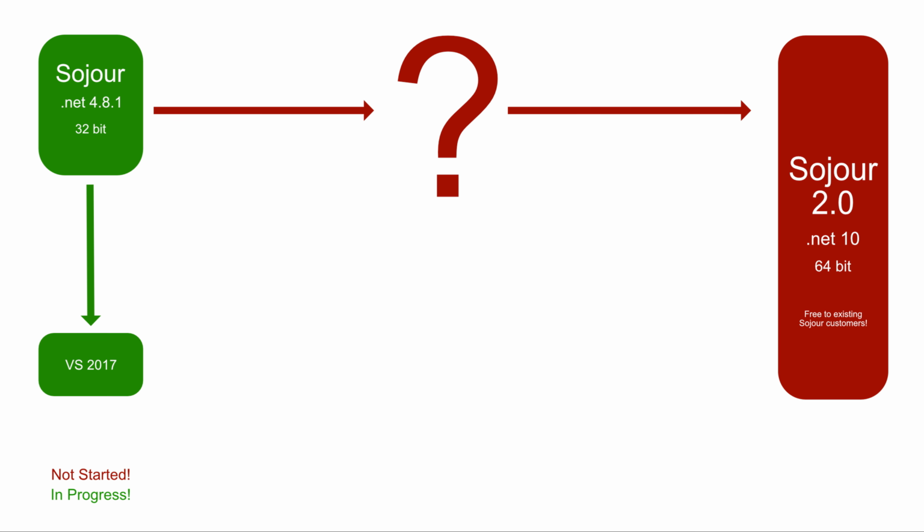So Sojour right now uses the .NET 4.8.1 framework, and that is the latest of that framework, but it should be noted that Microsoft stopped actively developing on it quite a while ago, and they've since moved to .NET Core, and the current .NET Core is .NET 10. So the technology that Sojour is currently built on is actually quite old, and Sojour is also a 32-bit application, and we'll talk more about that later because that has quite a significant impact on how we're going to do things.